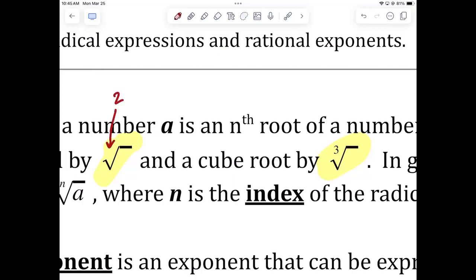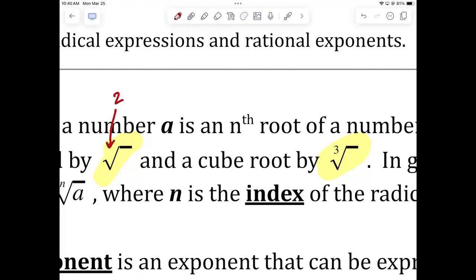A 2. Okay, so if you see a radical like that, and you don't see a number there, everyone knows that we're talking about a 2. But if you see a different number there, or you want it to be a different root, you have to put that number there. It's required. So this is the cube root, which means uncubing something. This is the square root, which means unsquaring something.